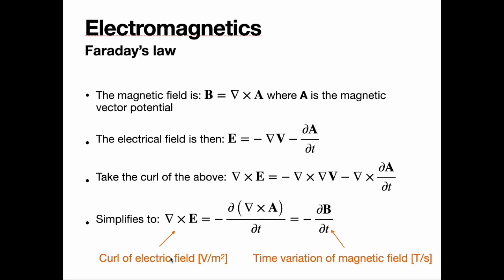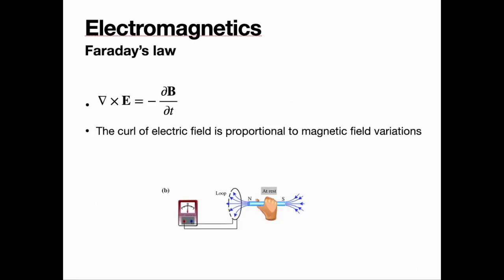So the curl of the electrical field, now in volt per square meter, is the time variation of the magnetic field in Tesla per second. So now we have a relationship directly between electric field and magnetic field. So that's Faraday's law. Curl of E equal minus dB dt. So the curl of the electric field is proportional to the time variation of the magnetic field.